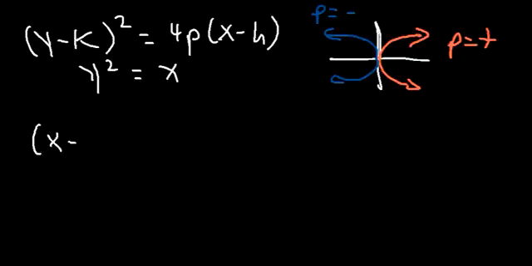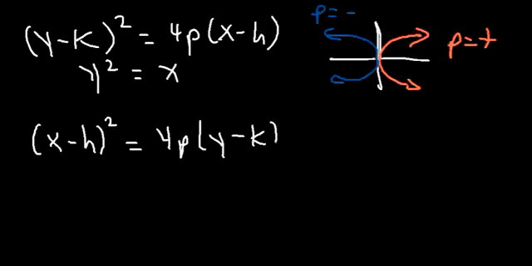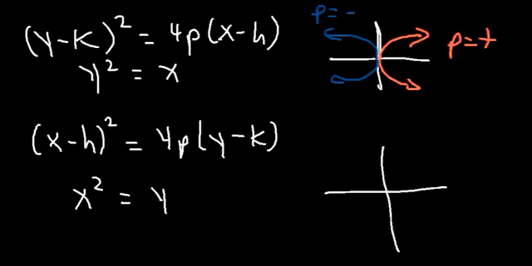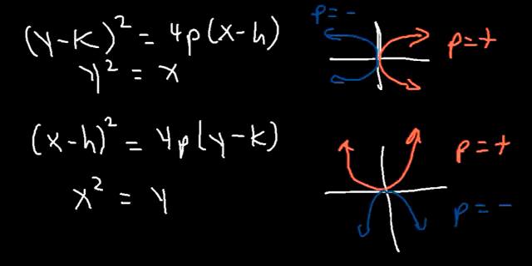Now the next equation that you need: (x minus h) squared is equal to 4p(y minus k). So this is basically y equals x squared, which can open up or down. It opens upward if p is positive, and if p is negative, it opens downward. Alright, so let's try some practice problems.